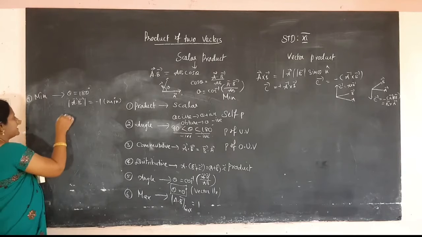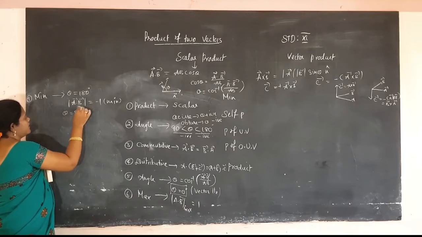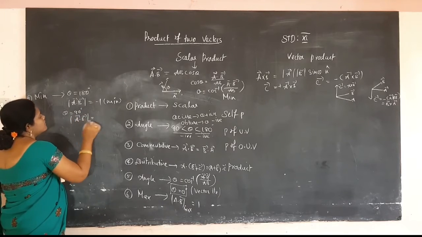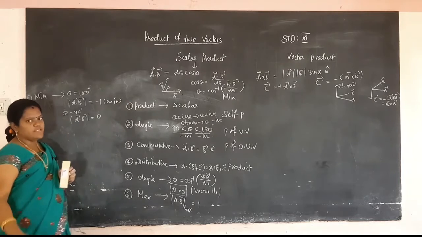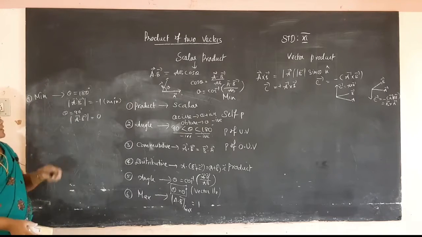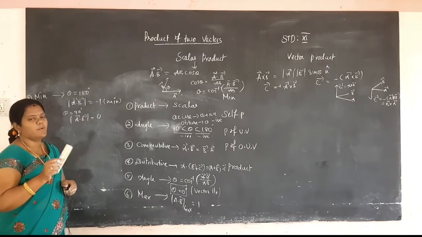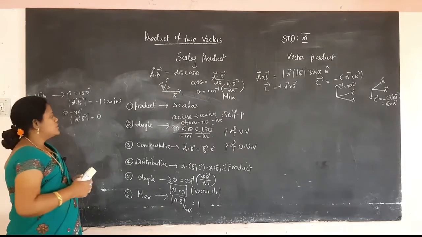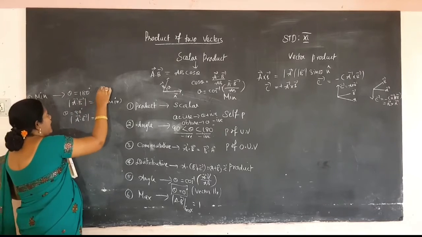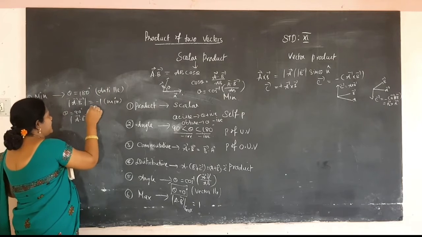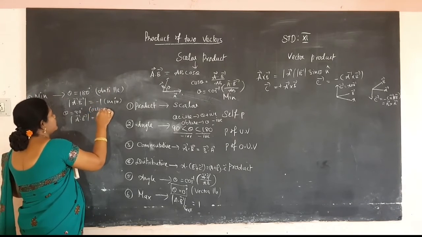Now we take theta equal to 90 degrees. A vector dot B vector will be equal to 0 because cos 90 value is 0. So when the angle is 180 degrees, the vectors are anti-parallel, and when the angle is 90 degrees, the vectors are orthogonal unit vectors.